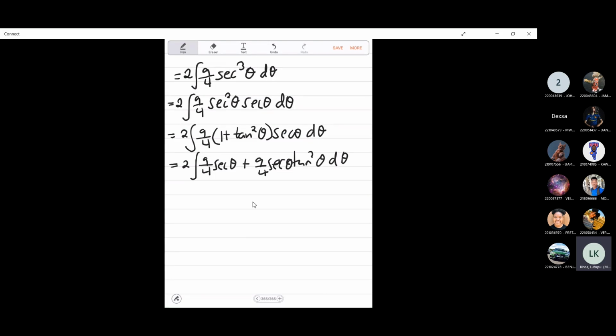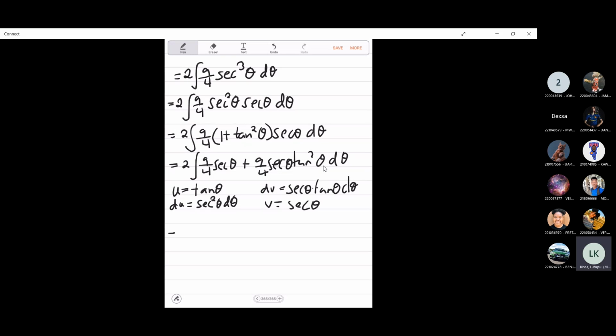Okay, so again, we know how to integrate this one. It's just ln of sec theta plus tan theta. And then this one we have to use by parts. So u is equal to tan theta. That means that du is sec squared theta d theta. And then dv is sec theta tan theta d theta, and v is equal to sec theta.